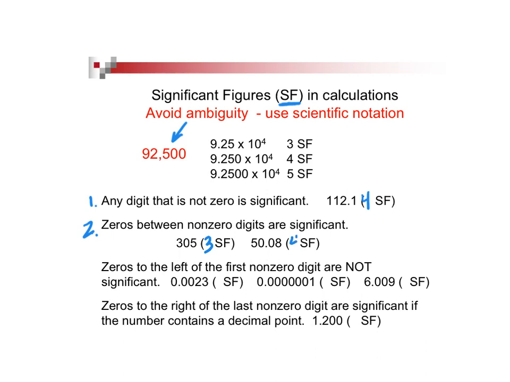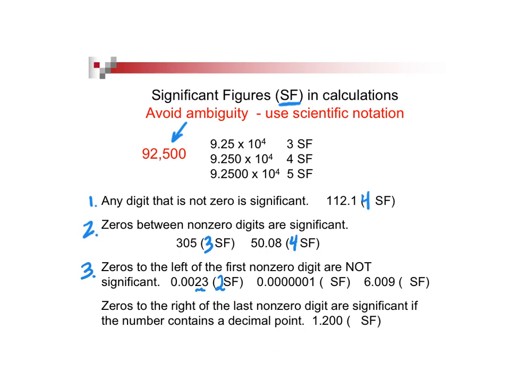50.08 would have 4. That's rule number 2. Rule number 3, well, it makes no sense when you read it. Zeros to the left of the first non-zero digit are not significant. So if I look at that first number, 0023, the only significant figures are the 2 and the 3. The zeros are not significant.